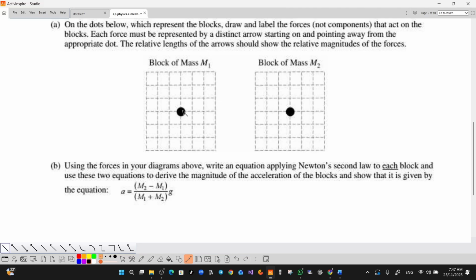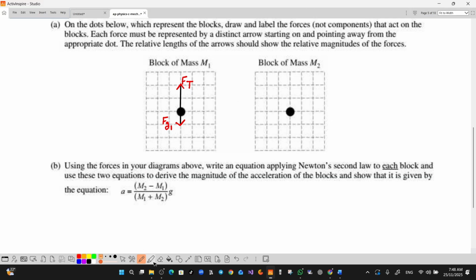Now let's start by drawing the tension force. I will draw the tension force here to be exactly equal to two grids. So this is tension 1. And for the force of gravity, since the block M1 is accelerating upward, the force of gravity must be less than the tension force. And I will draw it by only one grid. So this is the force of gravity, 1.